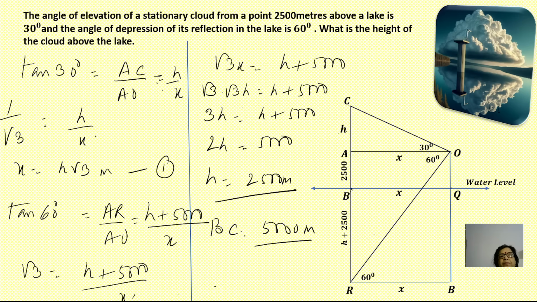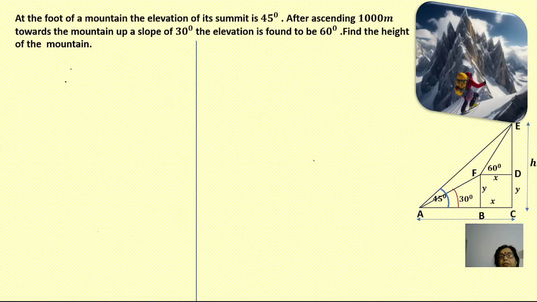The next question is: at the foot of a mountain, the elevation of its summit is 45 degrees. After ascending 1000 meters towards the mountain upper slope of 30 degrees, the elevation is found to be 60 degrees. Find the height of the mountain.